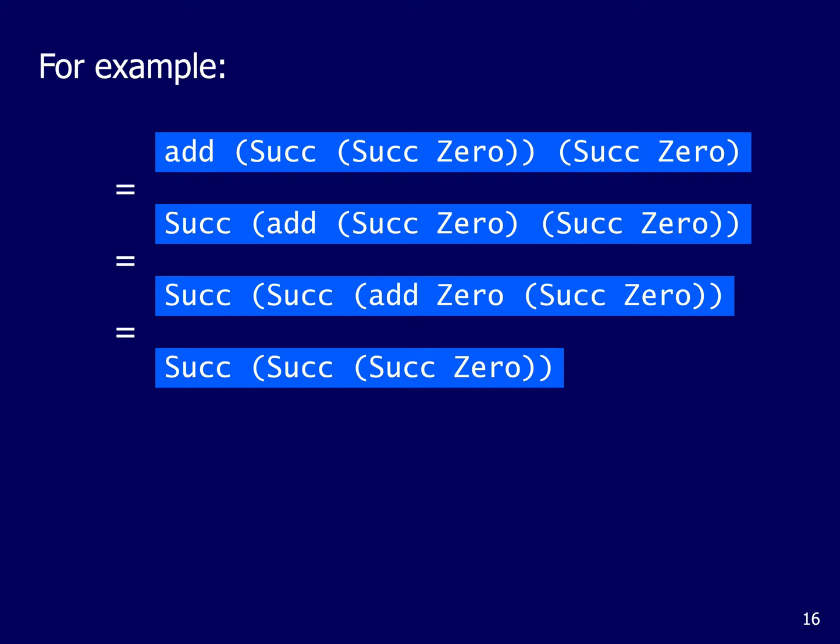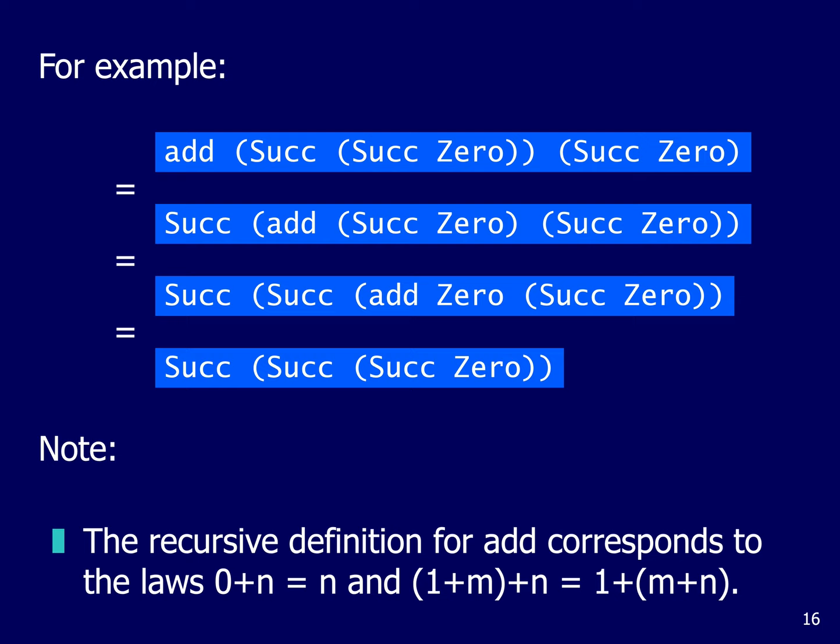So just one little tiny note at the bottom here. The recursive definition for add just corresponds to two familiar laws from arithmetic. In arithmetic, you know that 0 plus n is n, which is saying that 0 is the left identity, or the left unit, for addition. And on the right-hand side, 1 plus m in brackets plus n is the same as 1 plus in brackets m plus n. That's just an instance of the associativity property for addition. If you add together three numbers, it doesn't matter how you bracket them, you'll still get the same result.